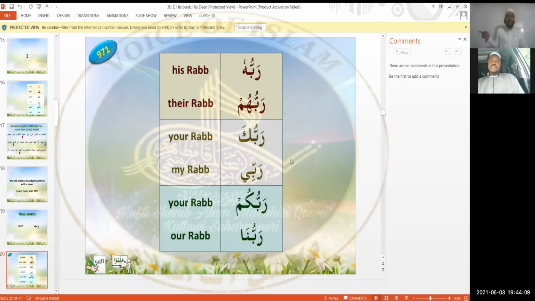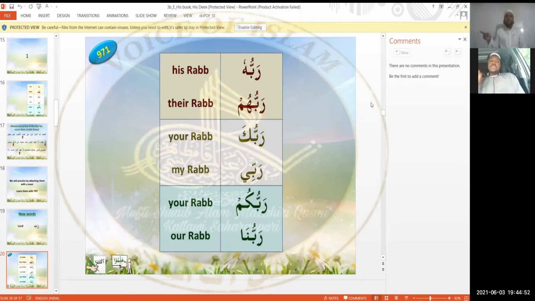Rabbuhu, his Rabb. Rabbuhum, their Rabb. Rabbuka, your Rabb. Rabbi, my Rabb. Rabbukum, your Rabb, I mean you all, your Rabb. Rabbuna, our Rabb. Okay, so let's do it again.